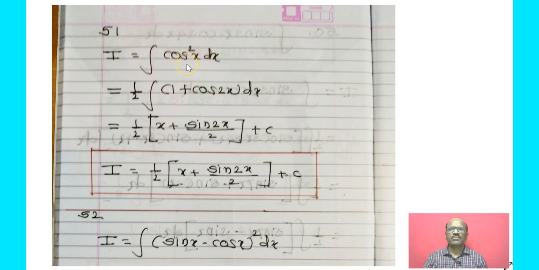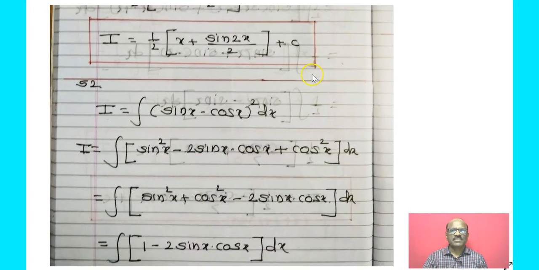dx. But again, what is the formula for cos square x? That is 1 plus cos of 2x upon 2. Therefore, its integral is the integral of 1, which is x, and cos of 2x gives sin of 2x upon 2, and hence you are getting the answer, that is 1 upon 2 in bracket x plus sin of 2x upon 2 plus c.